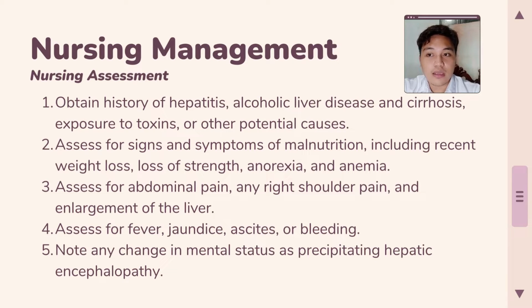Second, we have to assess for signs and symptoms of malnutrition, including recent weight loss, loss of strength, anorexia, and anemia. Third, assess for abdominal pain, any right shoulder pain, and enlargement of the liver. Fourth, we have to assess for fever, jaundice, ascites, or bleeding. Now lastly, we have to note any change in mental status as precipitating hepatic encephalopathy.